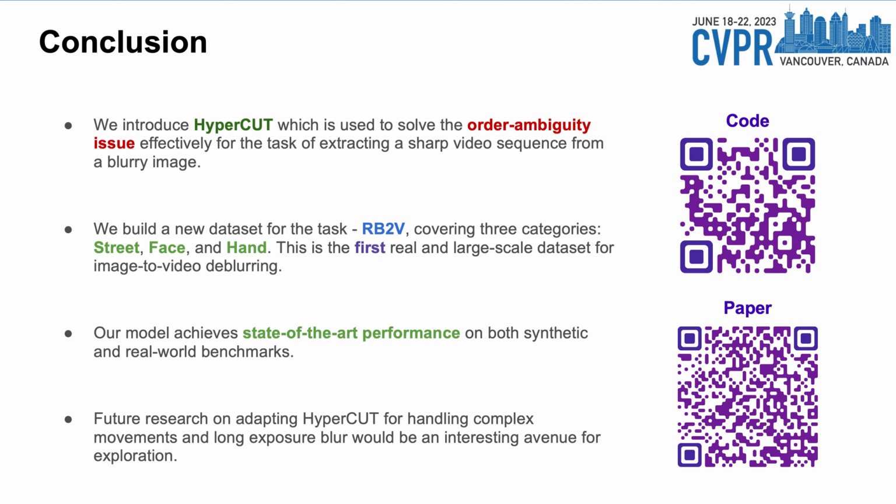In summary, in this paper we introduce HyperCUT, which is used to solve the order ambiguity issue effectively. We build a new dataset for the blur-to-video task called RB2V. This is the first real and large-scale dataset for image-to-video deep learning. Our model achieves state-of-the-art performance on both synthetic and real-world benchmarks. Future research on adapting the HyperCUT model for handling complex movement and long exposure blur would be an interesting avenue for exploration. Thank you for listening.